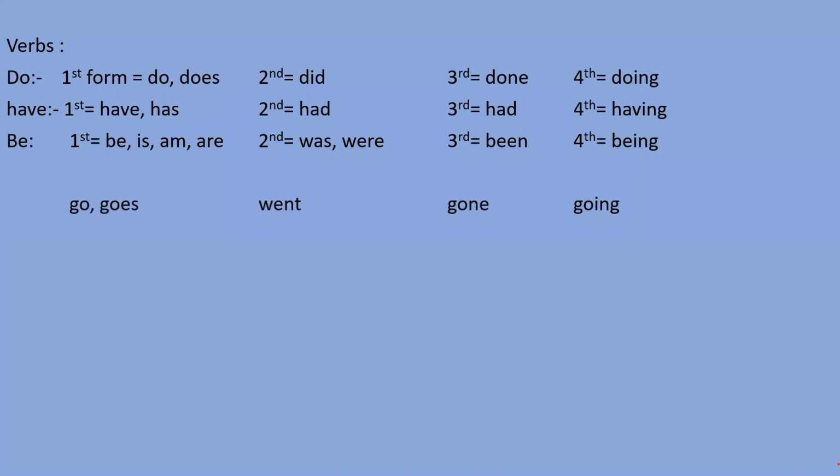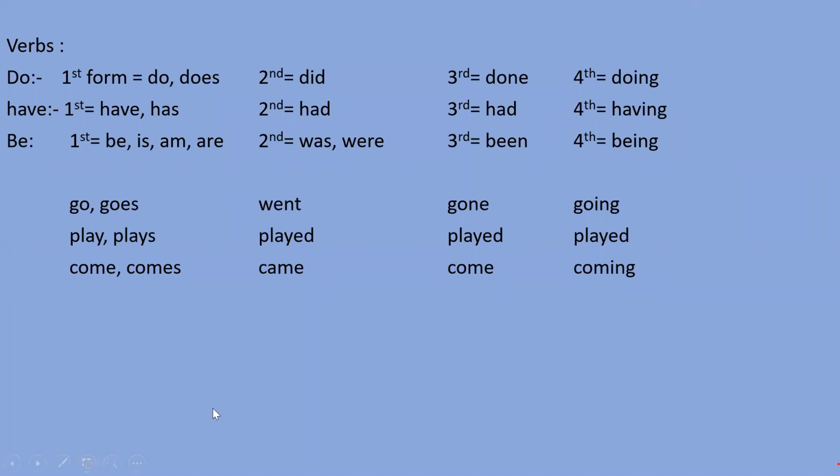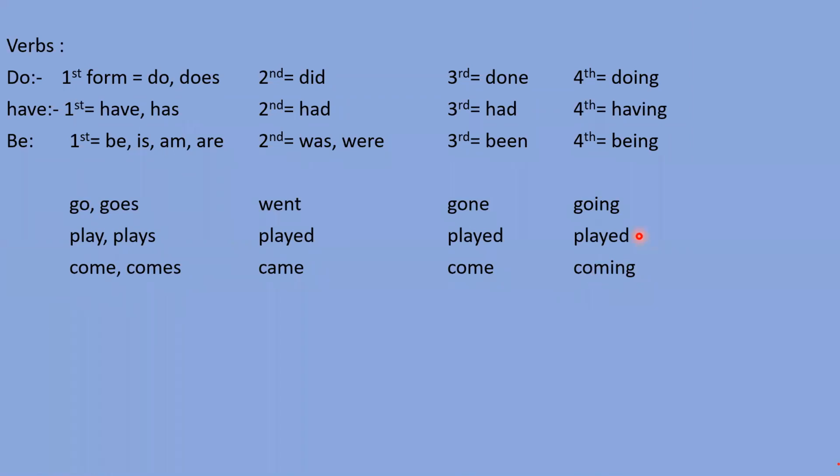So if I say go and goes, that's the first form. Went, second, gone, third, and going fourth. Play, plays, that's the first form. Played second, and played also third. And by mistake I wrote played there, but here you need to write playing. Okay, by mistake it was written there. So here you have to write playing. Remember this, the word playing will come, P-L-A-Y-I-N-G. By mistake, it was written.